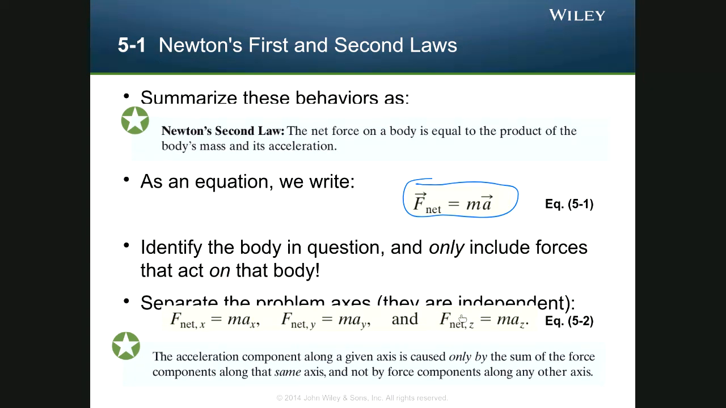All right. And this is an important thing to note. The acceleration component along a given axis is caused only by the sum of the force components along the same axis, and not by force components along any other axis. All right. So a force in z can only give you acceleration in z. A force in the z direction cannot give you an acceleration in the y direction.